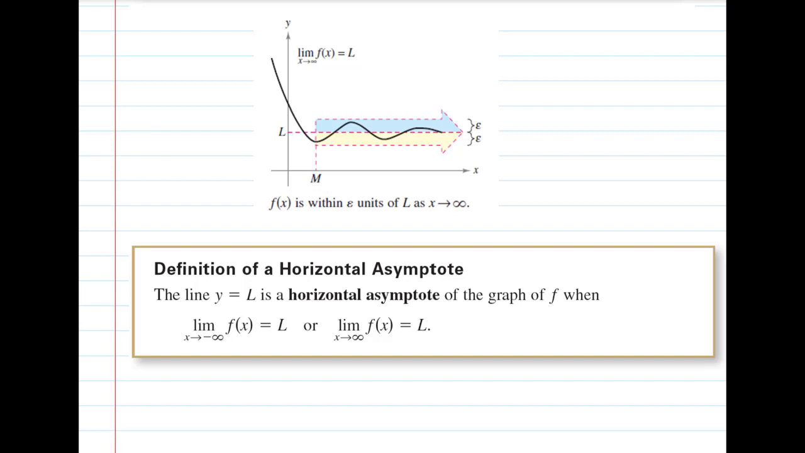Now, here we have that formal definition for a horizontal asymptote. The line y equals L is a horizontal asymptote of the graph of f when the limit of f of x is equal to L as x goes to negative infinity, or the limit is equal to L as x goes to infinity. So it's either or, right? It could be both, like in the example above, but it doesn't have to be. As long as we have one of these limits approaching some L, some real number, then y equals that L, which is a horizontal line, will be a horizontal asymptote of this function.